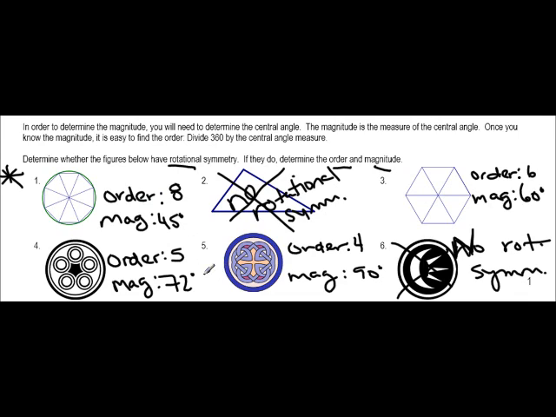If you didn't, raise your hand if you had a hard time seeing them. Hopefully you're at the point where you can see them without having to trace them on the tracing paper. You basically break it up into sections that are the same. So if you have 8 of the same sections, that's your order, and 360 divided by 8 gives you your magnitude. Here you have 6 sections that are all the same, so your order would be 6 and your magnitude would be 60.